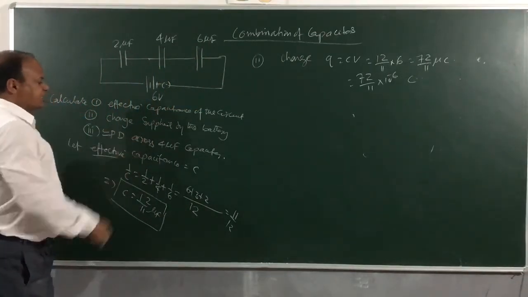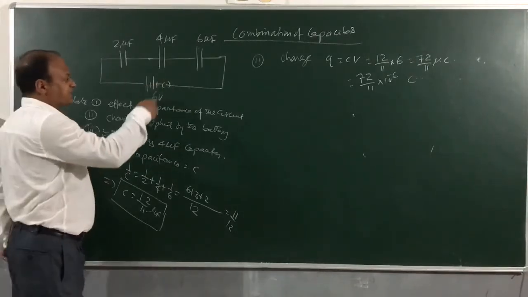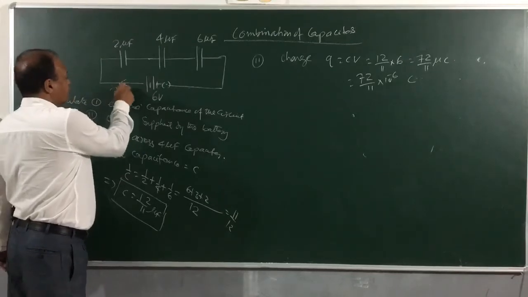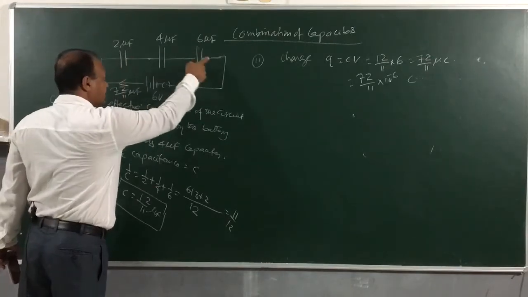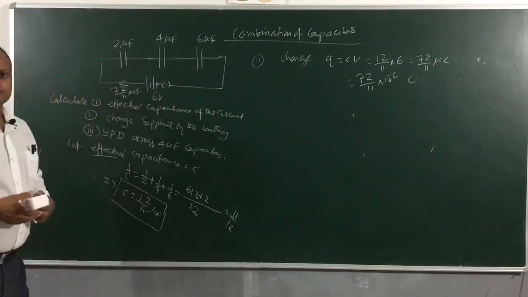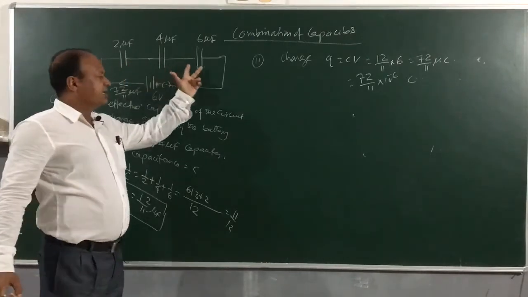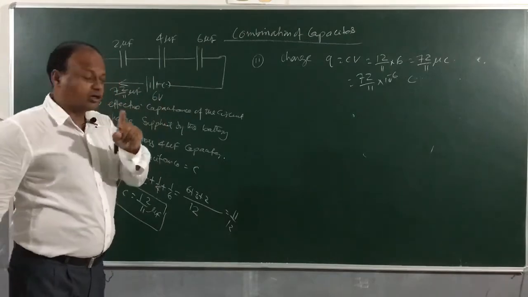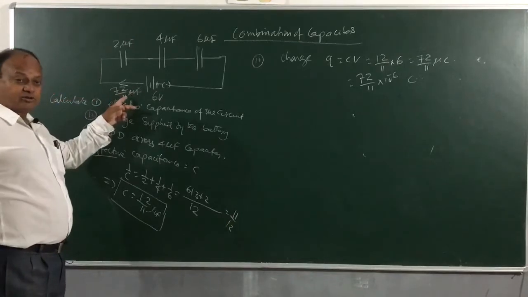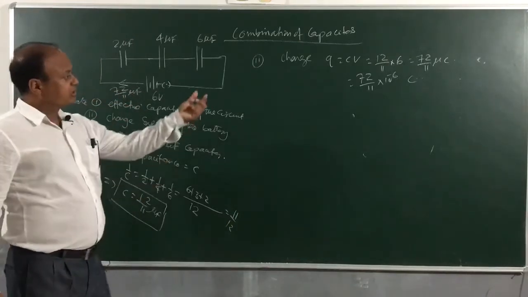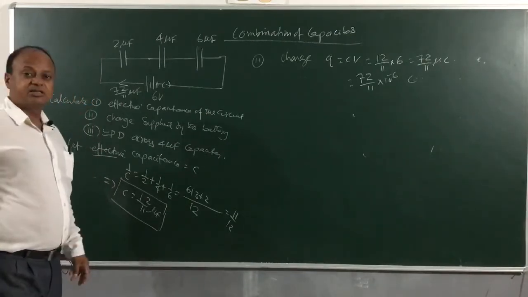Now the third thing they want you to find is this bit technical, potential difference across 4 microfarad capacitor. So children see, this battery is supplying how much charge? 72 by 11 microcoulomb, and you can see the charge is flowing in the circuit like this. Charge on 2 microfarad, 4 microfarad and 6 microfarad, this is a technical thing and you have to note it down. Charge on each will be same, and that will be equal to charge supplied by the battery. So battery is supplying how much charge? There we got 72 by 11 into 10 to the minus 6 coulomb.